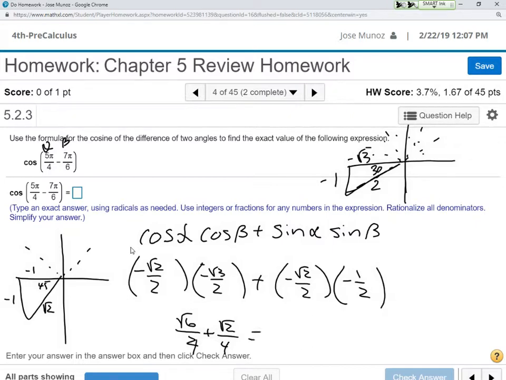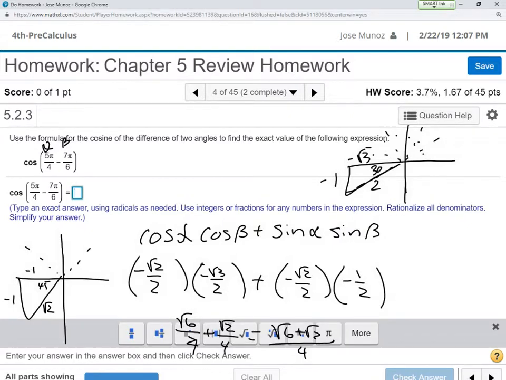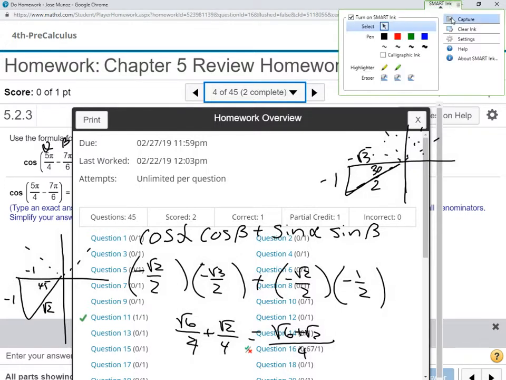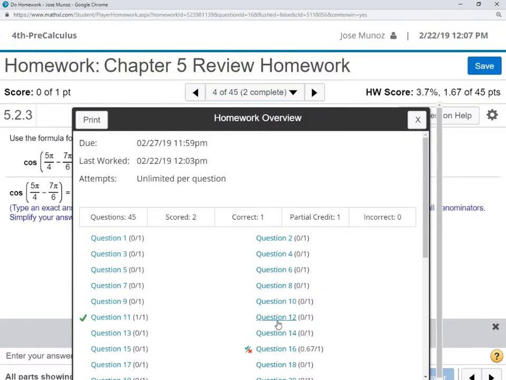Well, I can't really add them... They already have a common denominator. Okay? What's 1 times radical 2? Radical 2. 2 times 2 is 4. Negative times negative is positive, right? So the square root of 6 over 4. Alright. Square root of 2 over 4. So we get square root of 6 plus square root of 2 over 4.